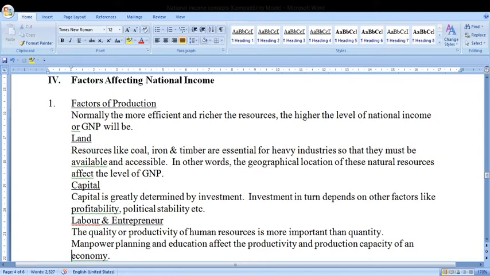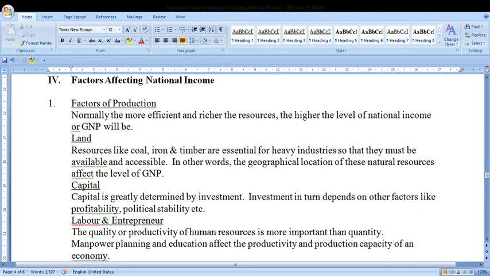Land, in the sense of resources like coal, iron, timber, are essential for heavy industry for producing goods and services. In other words, the geographical location of the natural resources affects the level of GNP. Capital is generally determined by investment. We know very well, investment in turn depends on other factors like profitability, political stability, environmental issues. All these things are specified in the capital.